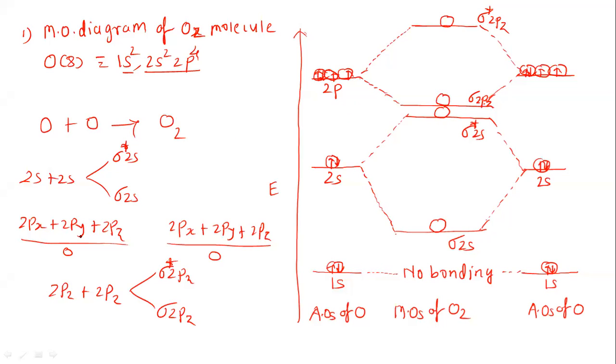Now the remaining 2px and 2py also overlap with the 2px and 2py orbitals of the other oxygen atom, and there is a formation of the pi bonding molecular orbital. So we can show it in the diagram. 2px overlaps with 2px and 2py overlaps with 2py. Formation of pi 2px and pi star 2px antibonding molecular orbital.